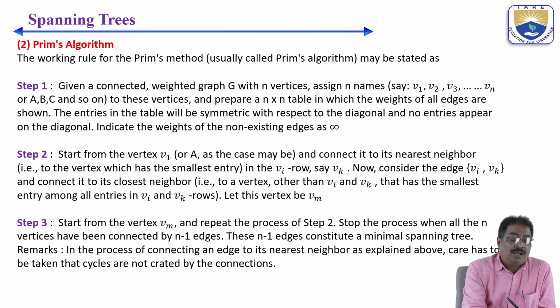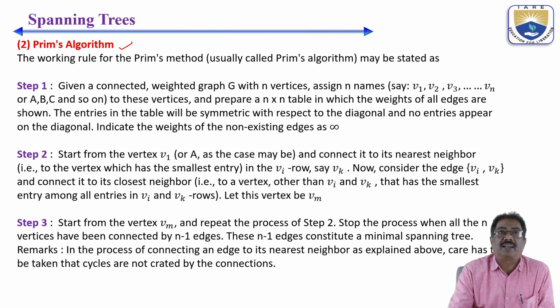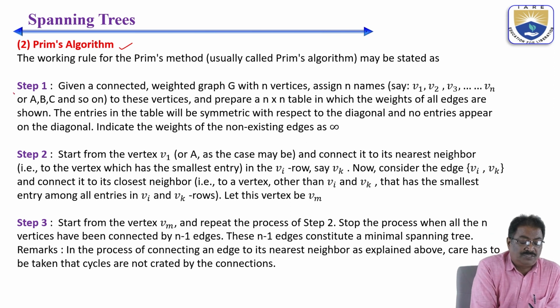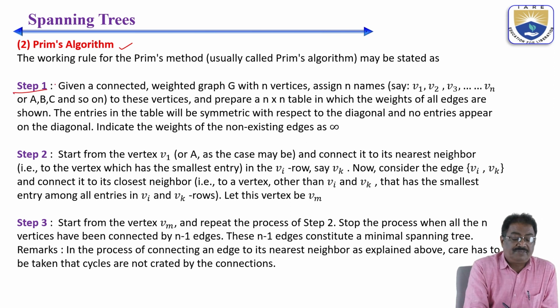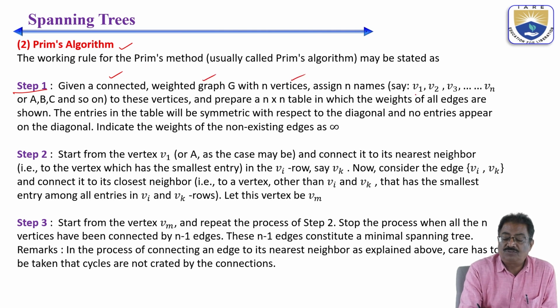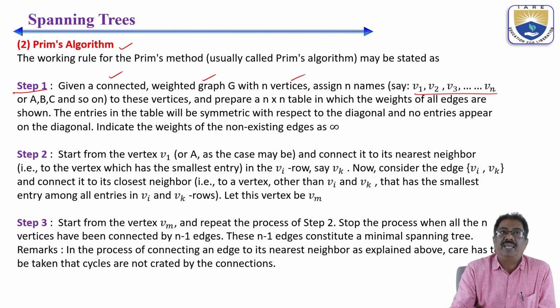And now, after Kruskal's algorithm, we are going to discuss Prim's algorithm, another algorithm for finding a spanning tree. Step one: G is a connected weighted graph with n vertices, those vertices V1, V2 and so on, Vn, being A, B, C, D and so on.